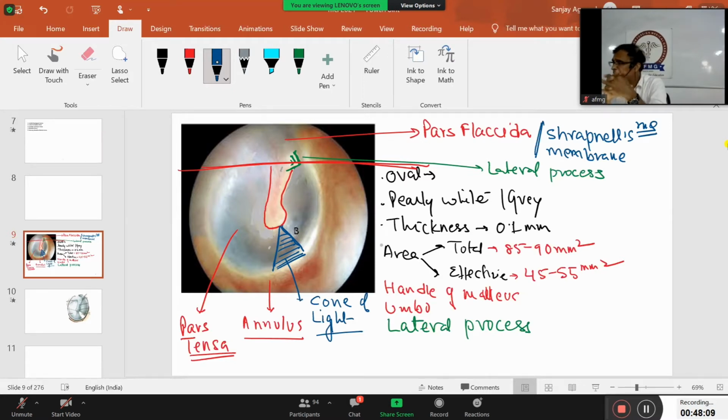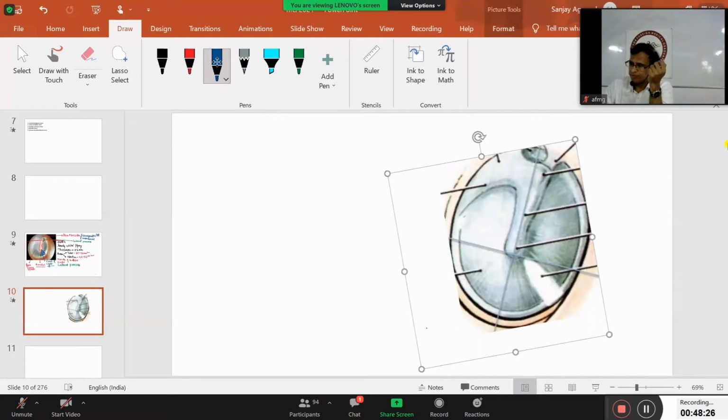I'll show you another image of the tympanic membrane. This time it is a diagram drawn. This is an actual image, this one. I'll show you a diagram of the tympanic membrane and we'll try to identify the structures that we have talked about. Let's see. And it's very easy. So this is that image.